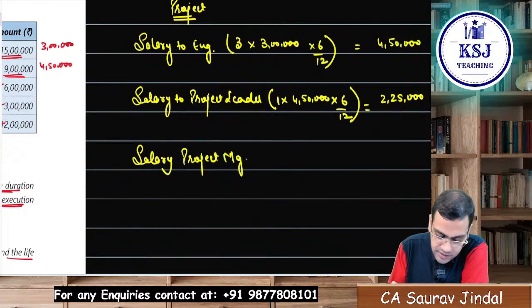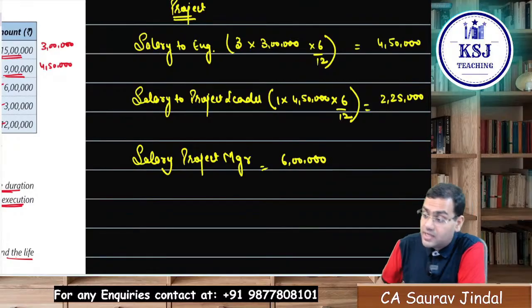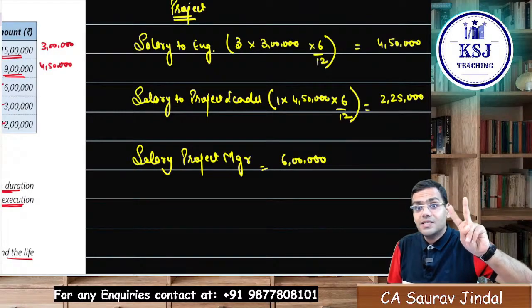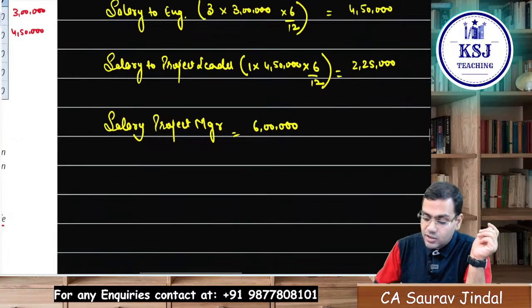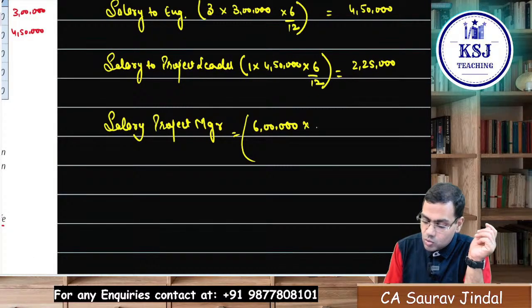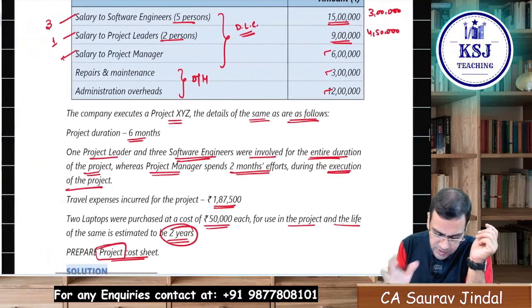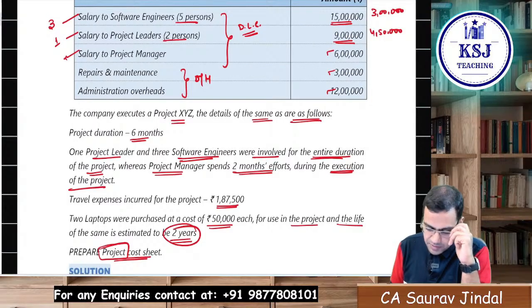Project manager. Now he is getting a salary of 6 lakh rupees, but he is getting it annually, and he is involved in the project for only 2 months, not even 6 months. So we'll take his salary to this project only for 2 months. 2 divided by 12, that is 1 lakh rupees. Clear? What other expenses are there, sir?